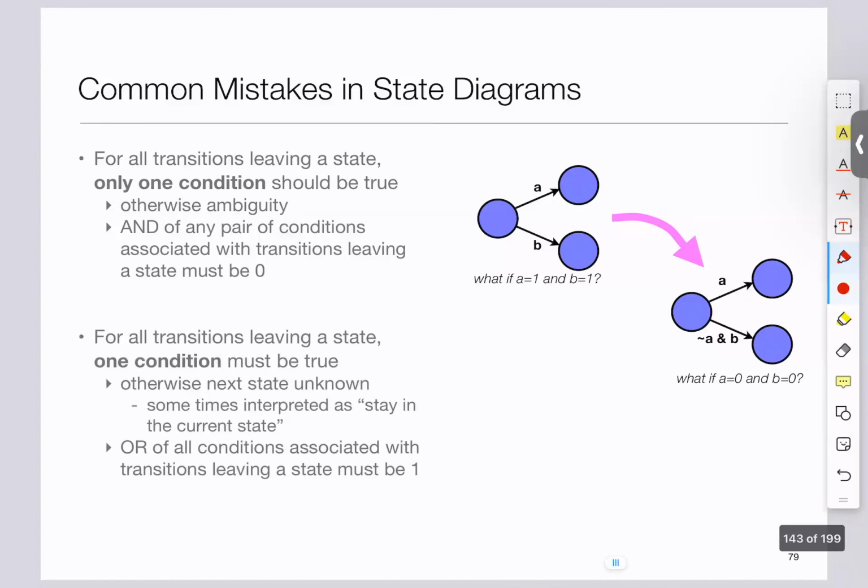Second one, for all transitions leaving a state, some condition must be true. That is, if I'm in a state and I see some input, then I should know which next state to go to. You should not leave me hanging. It should not be the case that the system doesn't specify what next state I need to go to. So if I look at all the outgoing edges, including self loop, then one of them must be true. Together, these things are saying one outgoing edge must have its condition true, and exactly one outgoing edge should have its condition true.